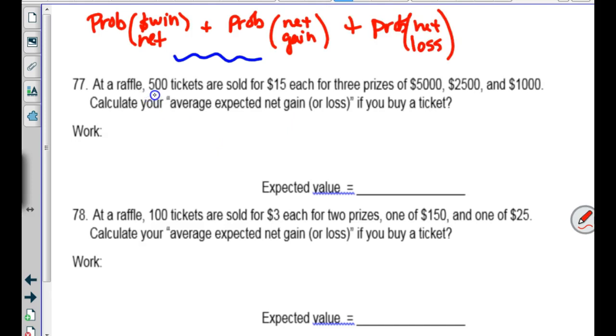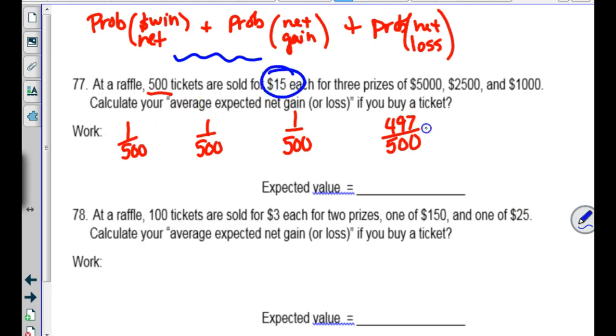Okay, at a raffle, 500 tickets are sold, so every probability stays out of 500. There are 3 prizes, so 1 out of 500, 1 out of 500, 1 out of 500, and what's the chance that you lose? 497 out of 500, because there's 3 prizes. Everybody had to buy a ticket, so the losers would each lose $15, but the winners don't win 5,000, 2,500, or 1,000 because they had to buy a ticket. So what is their net profit?